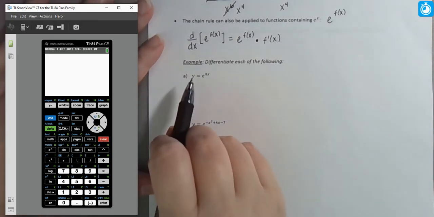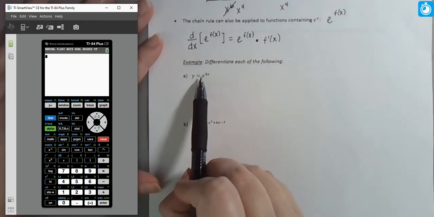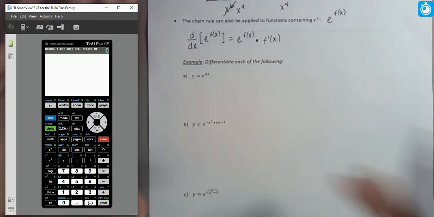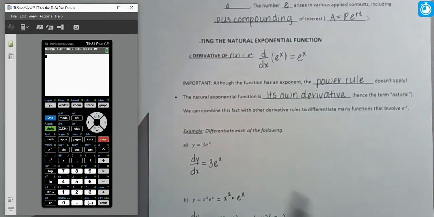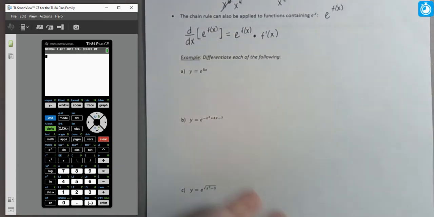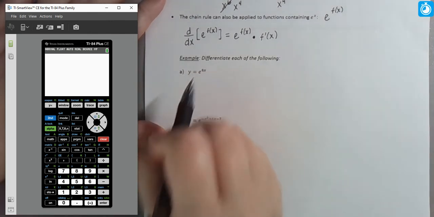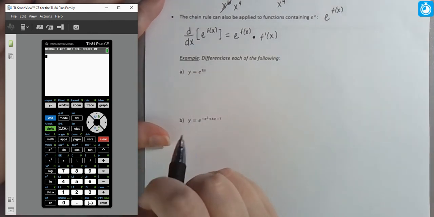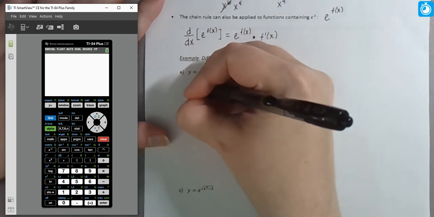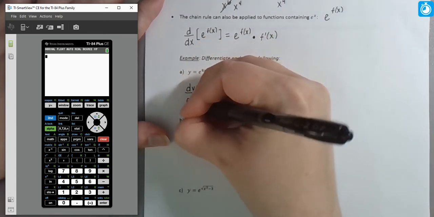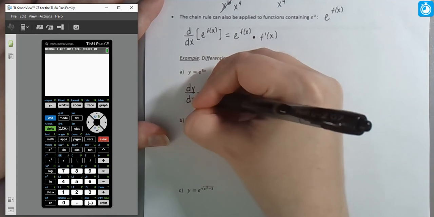Okay, so our first example, y is equal to e to the 8x power. So kind of similar to this first function, but now instead of having a coefficient on e, we have a coefficient attached to x, which means that coefficient is now attached to the function that's inside of our natural exponential function. So let's take the derivative of this function using the chain rule.